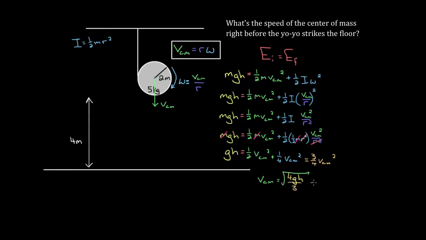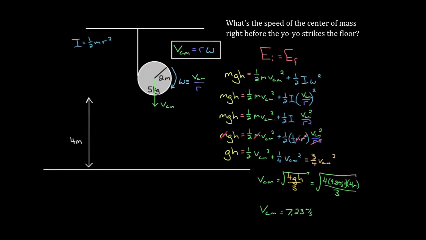I could just say that this is going to equal the square root of 4 times 9.8 meters per second squared times 4 meters, that's where we started from, that was our height, divided by 3. That is going to give us a speed of the center of mass of 7.23 meters per second.